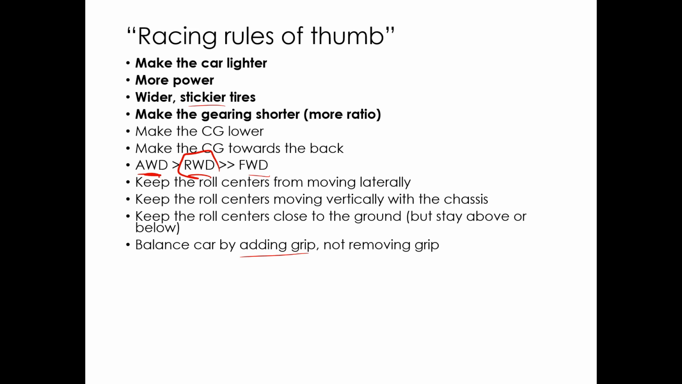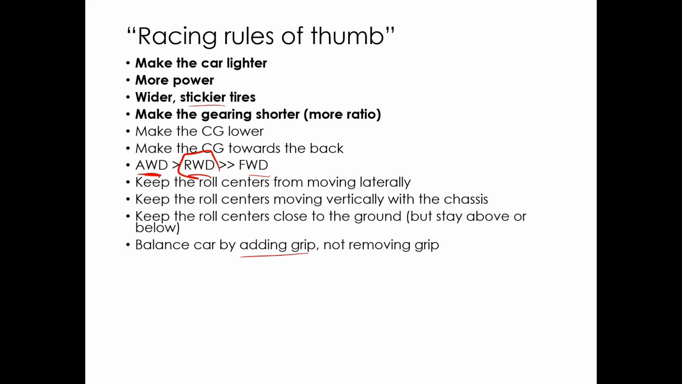So it's always better to balance the car by adding grip. So how do you do that? If you can, use a wider tire on the side that's sliding. If your car's oversteering, put a wider tire in the back instead of punishing the front of the car. For a car that's oversteering, make the tires wider in the back.